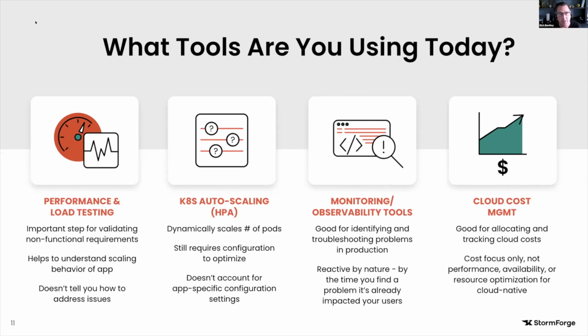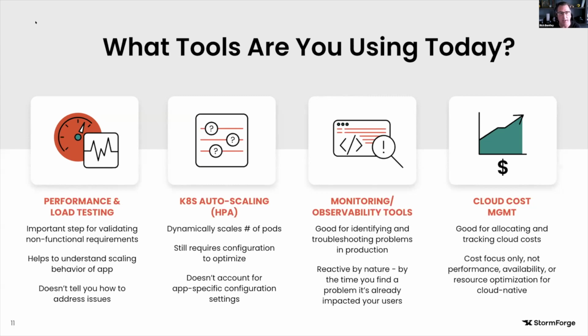You've got monitoring and observability tools. Most organizations have a lot of these tools out there. They're great for identifying problems and helping to troubleshoot problems. But again, they don't necessarily tell you what to do when you find a problem. They're also very focused on performance, not as focused on cost. And they're very reactive in nature because they're running in production. When you find a problem, it's a problem that has already impacted the user experience. So it's reactive just by definition, because you're monitoring what's happening in production.